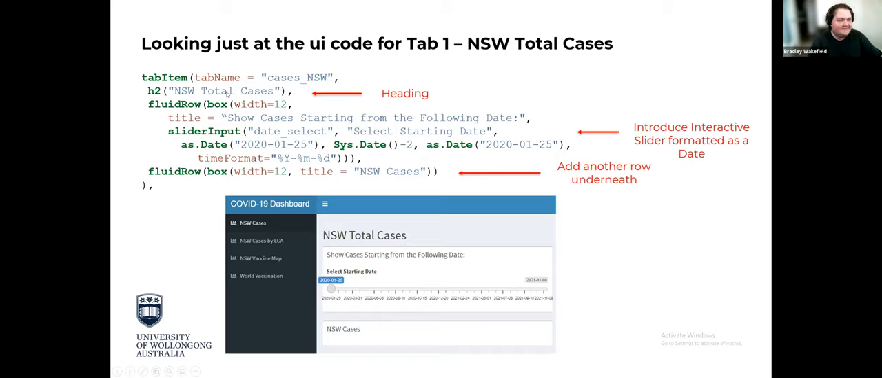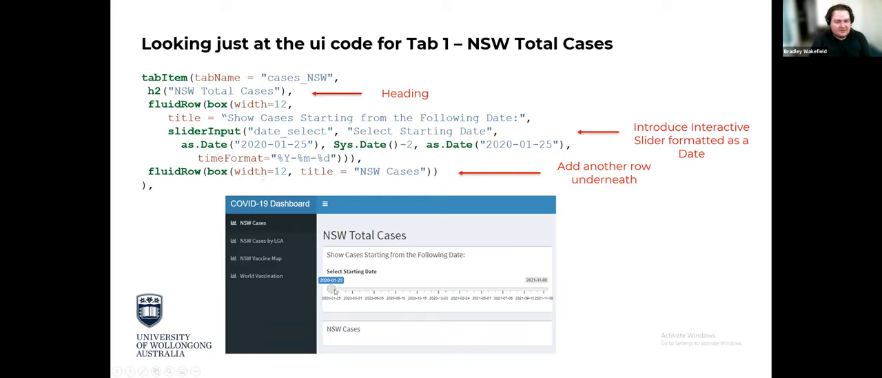So I've still got my heading, but I'm going to add under this tab item a fluid row, which is effectively just telling it to be a dynamically changing row based on how I've stretched the screen. I've given it the title, and I've also put in this slider input. I've labeled the slider input so I can reference it in my server, and I've told it what label to put on it, what my minimum is, what my maximum is, and what my default starting value is, and told it that it's a date. I've also added this fluid row down the bottom, which we're going to eventually put our plot in.